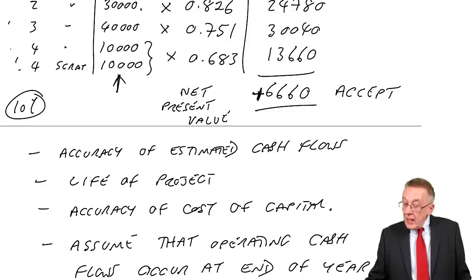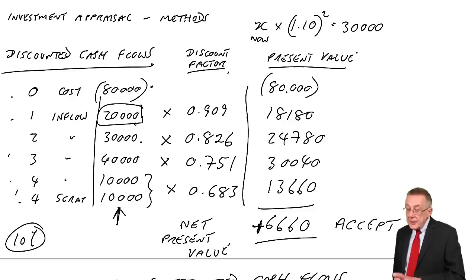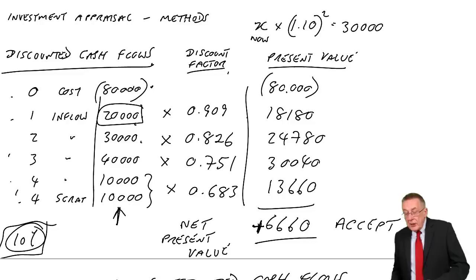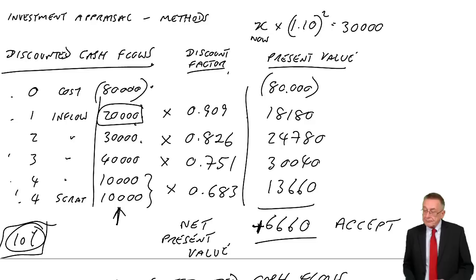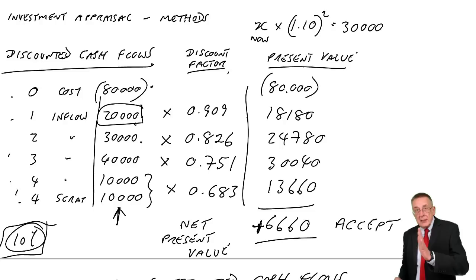Just to introduce what I'm going to do in the next chapter, I said that one reservation about my decision here is that we've assumed the cost of capital is 10%, and yet you'll never be certain. You know, what if the cost of capital turns out to be 11%, 12%, 13%? I think you'd agree, I hope you'd agree, that the more expensive money is, the less worthwhile the project is going to be.